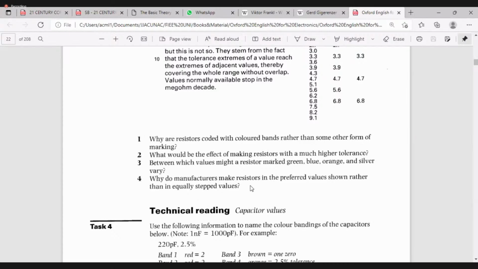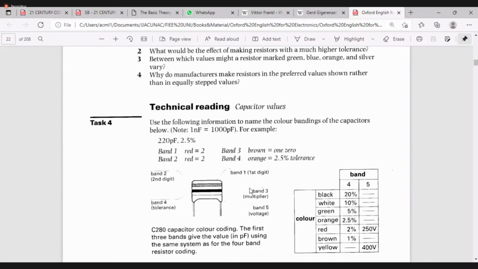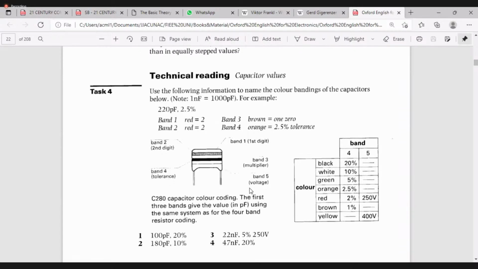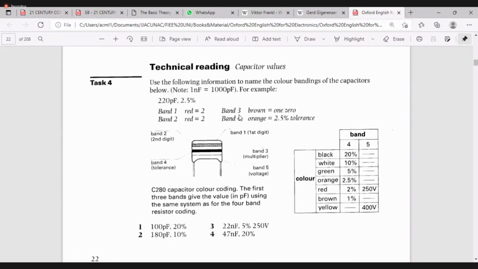Why do manufacturers make resistors in the preferred values shown rather than equal step values? Because it's not profitable to produce one resistor for each value. It's not that necessary. Now, use the following information to name the other devices that also need color bands. That is the case of capacitors.